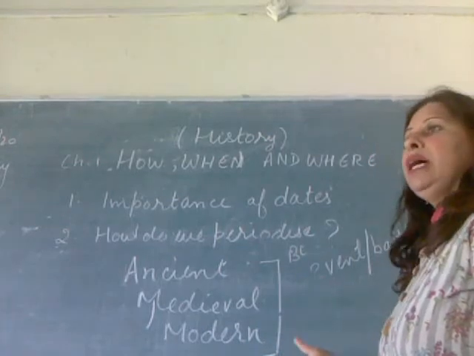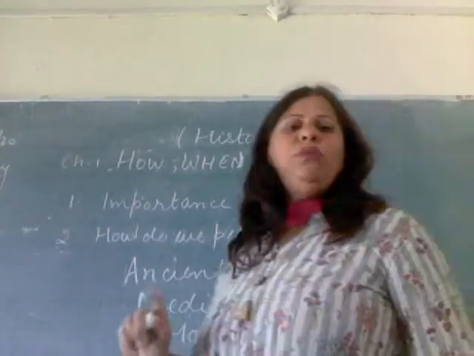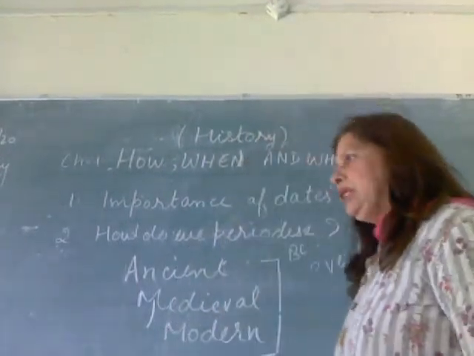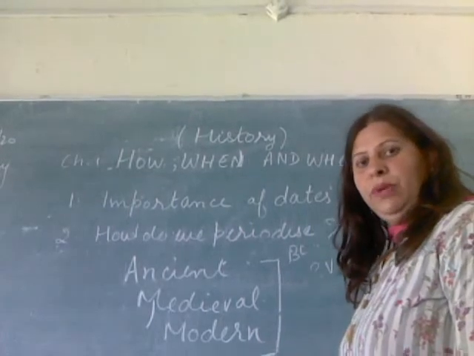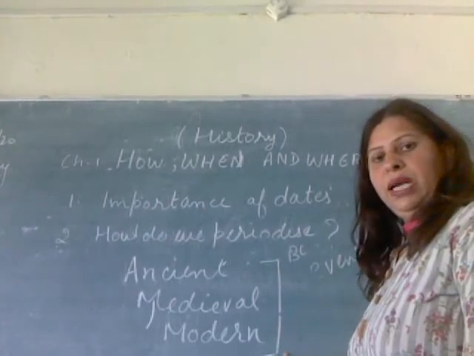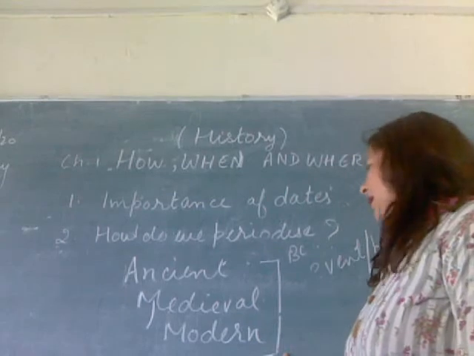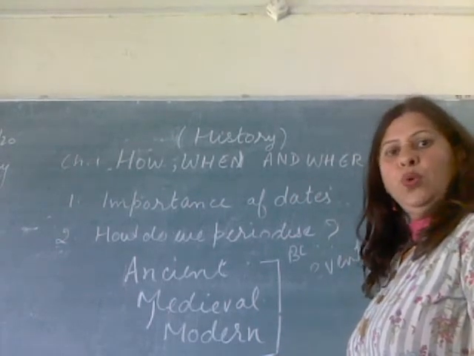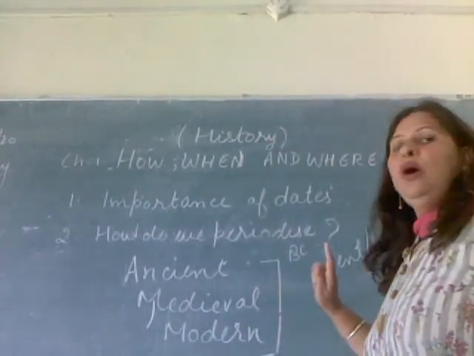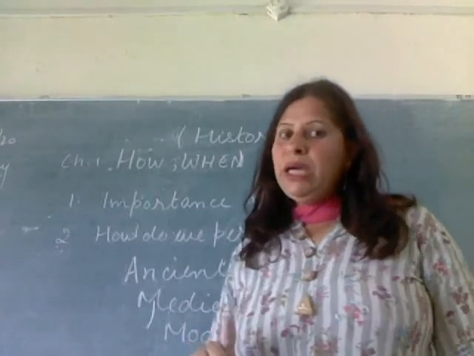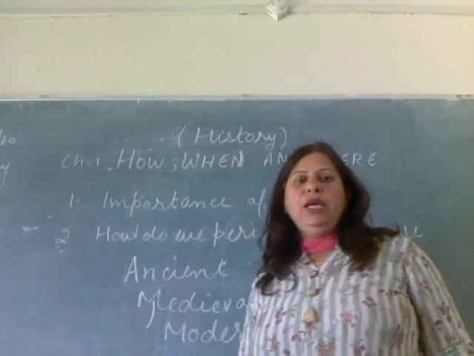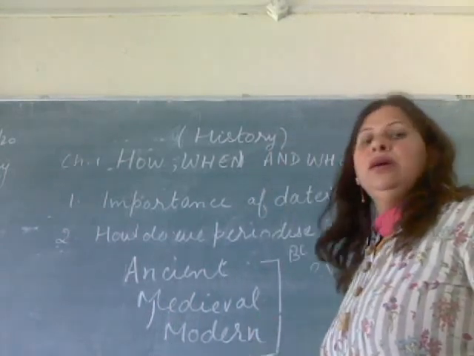Now here one term comes, that is colonial. What do you mean by colonial? Colonial means to control other countries' political and economic affairs, that means subjugating other countries. For example, the Britishers made India their colony, and they ruled India for almost 200 years, controlling all the political, economic and social conditions of India by making India their colony.